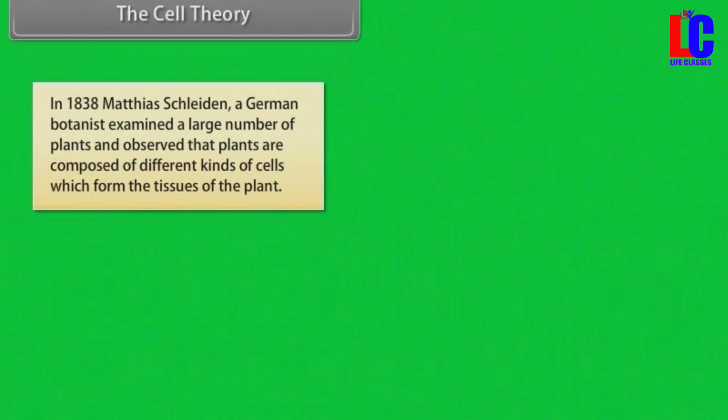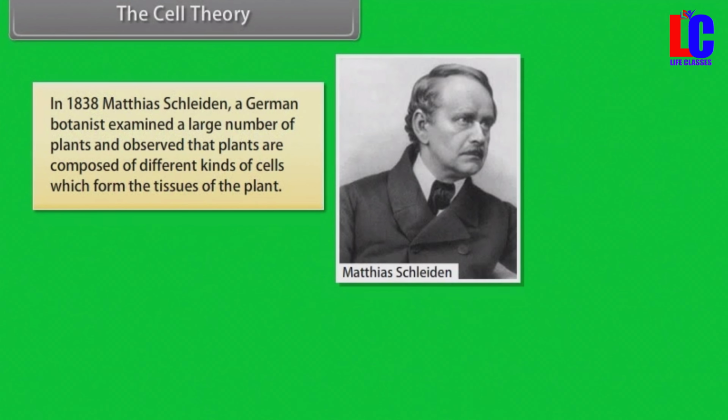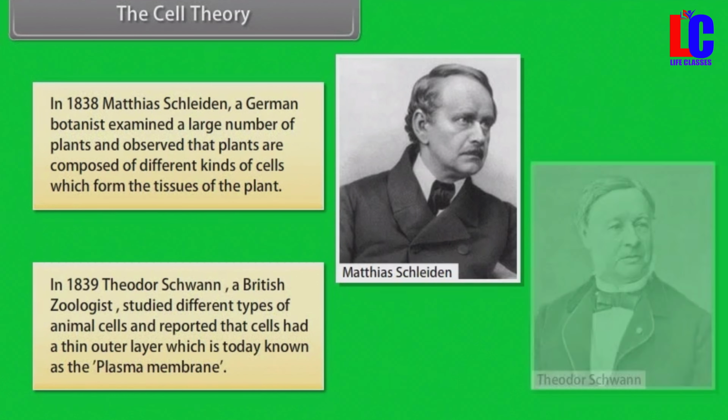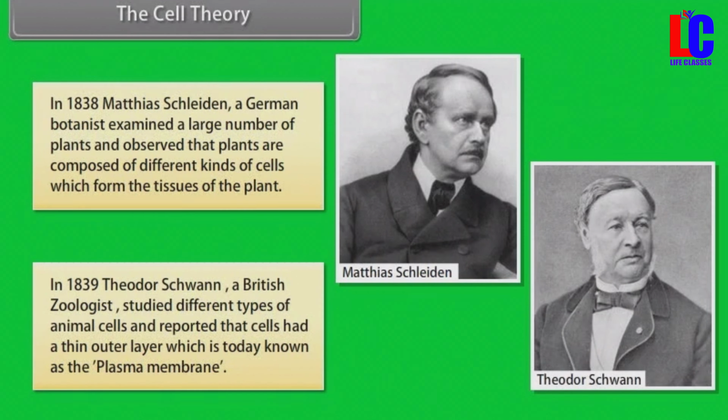The cell theory. In 1838, Matthias Schleiden, a German botanist, examined a large number of plants and observed that plants are composed of different kinds of cells which form the tissues of the plant. In 1839, Theodore Schwann, a British zoologist, studied different types of animal cells and reported that cells had a thin outer layer, which is today known as the plasma membrane.